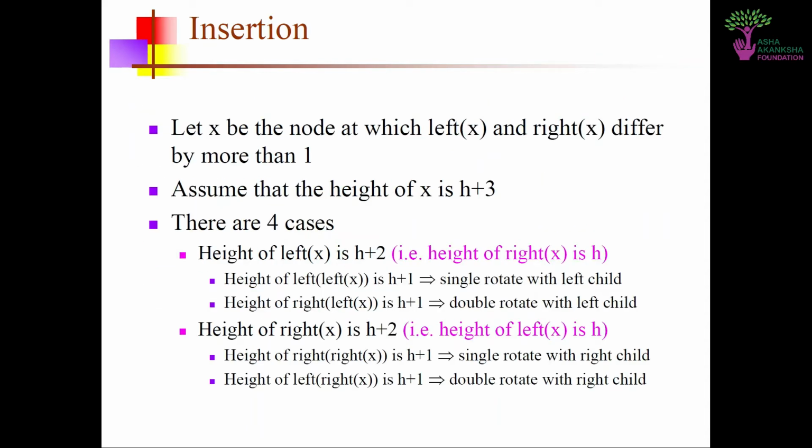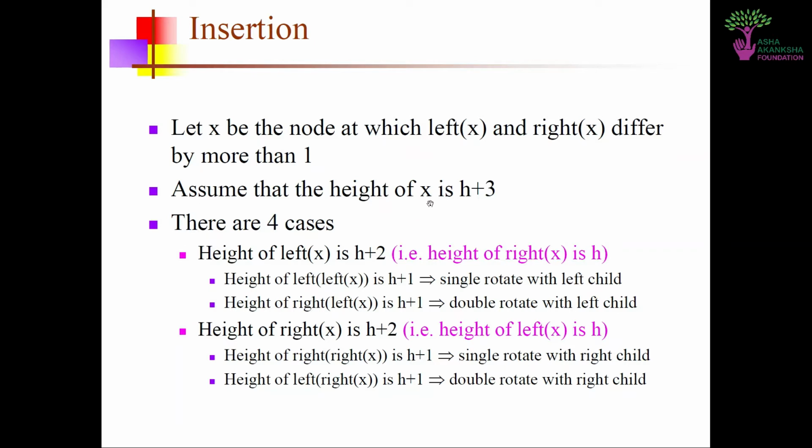Here we say let x be the node at which the left and right subtrees differ by more than 1. So the AVL property is being violated at node x. If you assume the height of x is h plus 3, where h is any value, there can be 4 cases possible. We know that the left and right subtrees would differ by exactly 2. So case number 1 would be the height of left of x is h plus 2, and what will that mean? That the height of right would be h.